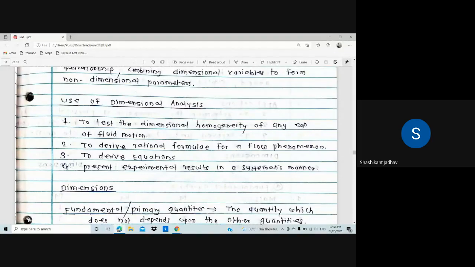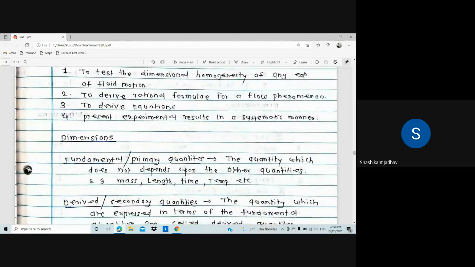Then write on third use, to derive equations. Then fourth, present experimental results in a systematic manner.